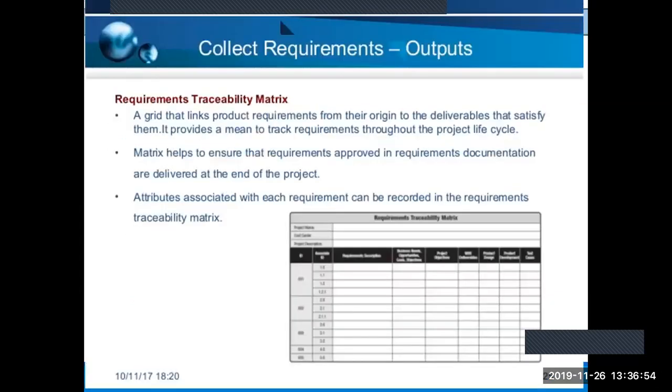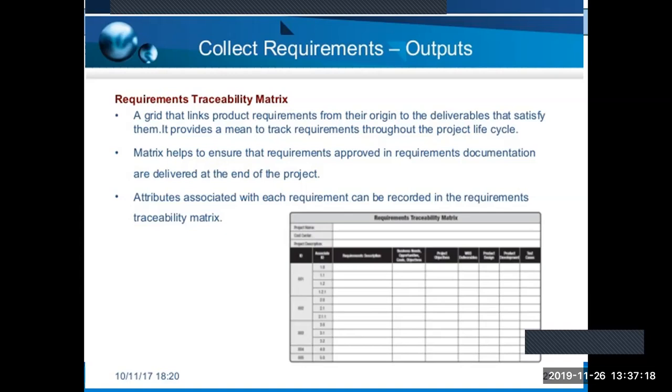All right, so just look backward now. Let's review the chapter. We have come to an end, but let's see some key terms, like the collect requirements process. The output is the requirements traceability matrix. The requirements traceability matrix is a grid that links product requirements from their origin to the deliverables that satisfy them.